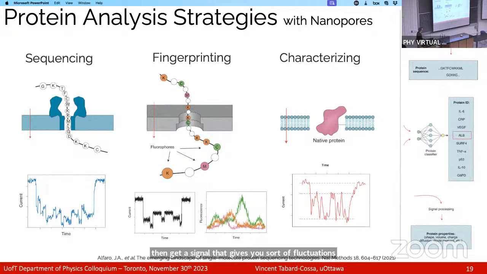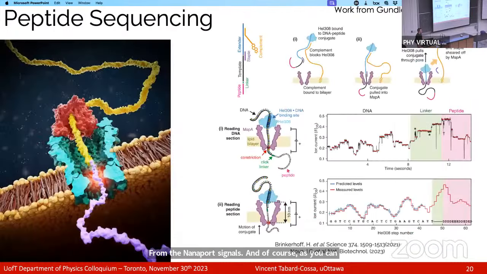And then a lot of the fun comes in during the analysis. There's a lot of approaches you can use to do protein analysis or signal analysis from the nanopore signals. Of course, as you can imagine, many machine learning techniques right now are very useful for that kind of problem. All right.